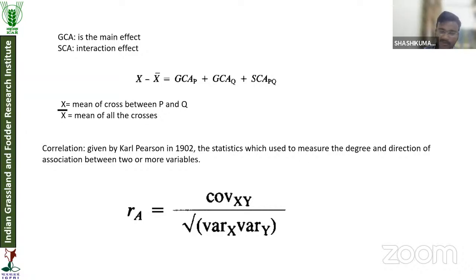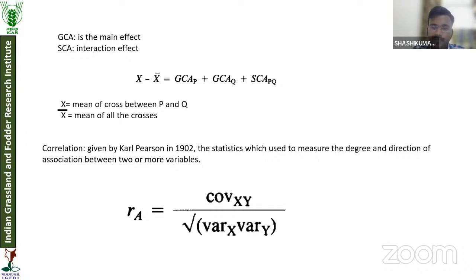And if you want to know whether the correlation is due to direct or indirect effects, then you go for path analysis, where you use the correlation data and develop a path table where you will get the data.